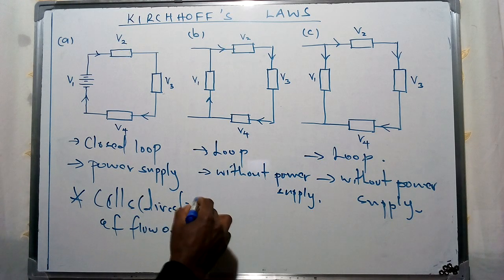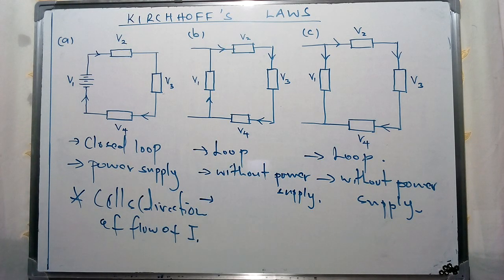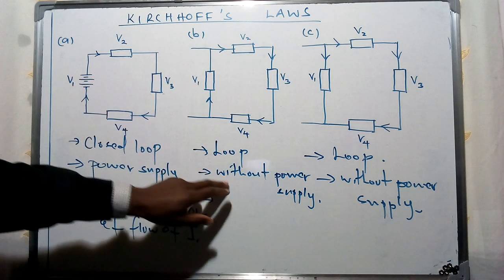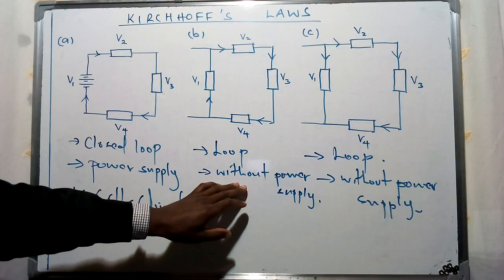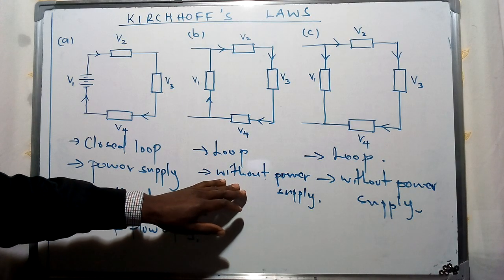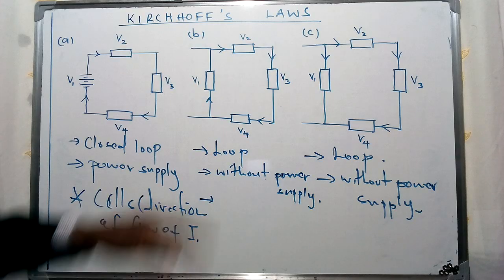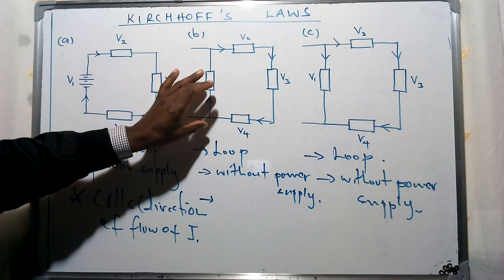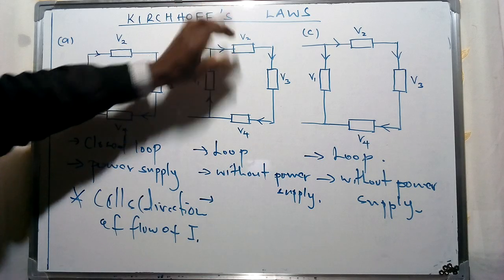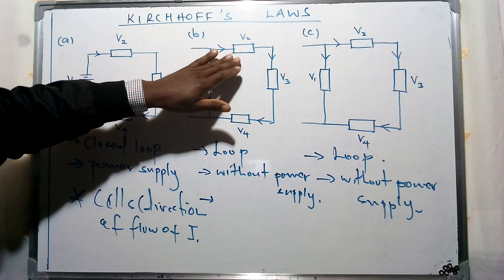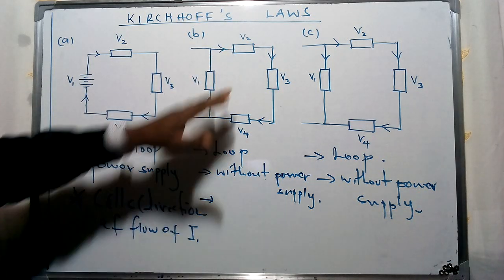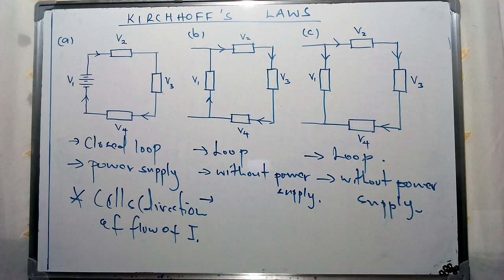But if we consider the second one, we see that in this particular case there's no source of electromotive force or power supply, as we have indicated on the board. Therefore, we assume that the positive is where the current flows into the components. Here, we have V2. So for the positive, the current flows into the components in the direction indicated.